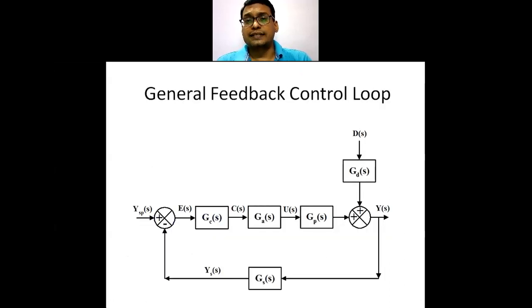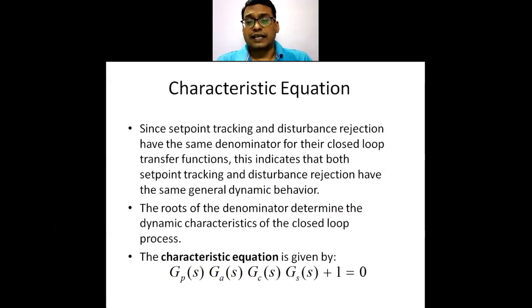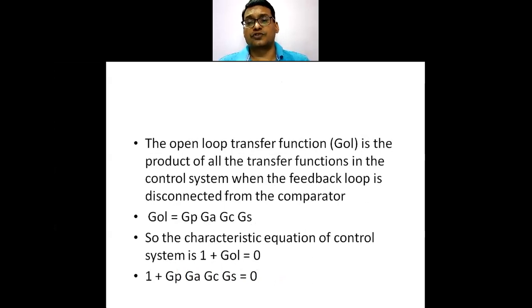So, to understand this stability criteria, one scientist developed a method, the Routh criteria, which works on the characteristic equation and tells you whether the system will behave as stable or unstable. The characteristic equation is nothing but 1 plus the open loop transfer function, and the open loop transfer function is the product of all transfer functions in the control system when the feedback loop is disconnected from the comparator.